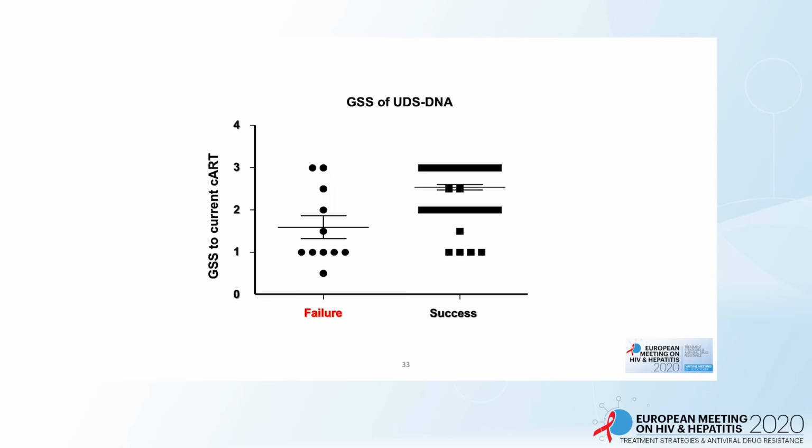The last point concerns the possibility of using DNA genotyping by ultra-deep sequencing in clinical practice. At baseline, corresponding to the time when ultra-deep sequencing of DNA was performed, we can observe a weak difference in the mean GSS to antiretrovirals taken at this time among patients with or without virological success.